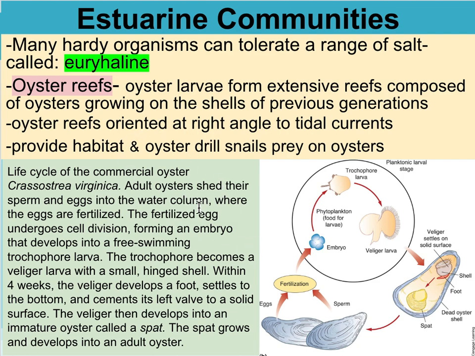One of the organisms that live there a lot of times is oysters and oyster reefs. They're euryhaline, meaning they can tolerate a large range of salt levels. But when they're first born, they're different. They are an embryo, and that embryo turns into a larger larva, and then they're a veliger larva, where they start to develop their foot and a shell, so they can cement themselves down and stay permanently on the surface until they are old enough to produce sperm and eggs themselves.